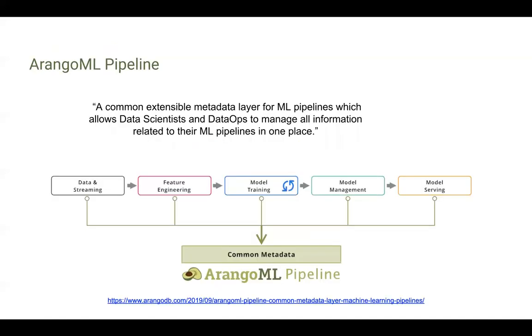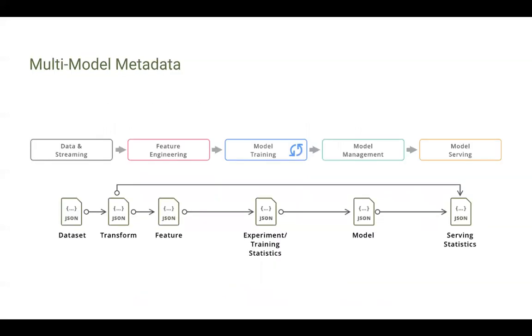And this is exactly the idea for ArangoML Pipeline. ArangoML Pipeline is an open source project, and it's a common extensible metadata layer for machine learning pipelines. So it's basically this one common metadata store, but it's extensible. So I'm not forced into a fixed schema, as we will see on the next slide, as we have seen that different people are going to build slightly or more or less slightly different machine learning pipelines. So I personally believe having a fixed schema probably won't help you too much.